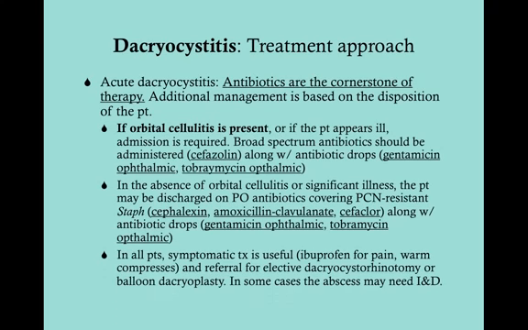So the treatment approach, in acute dacryocystitis, antibiotics are the cornerstone of therapy, and then any additional management is based on the disposition of the patient. So what you have to look for, and I alluded to this earlier, is orbital cellulitis. If that is present, then you need to admit the patient. They need to be in the hospital. You can also admit them if there's complicating factors, so if the patient appears really ill, if the patient has a compromised immune system, if the patient can't take care of themselves at home, then you can admit them for those reasons as well. But orbital cellulitis, you always need to admit the patient in the setting of dacryocystitis.